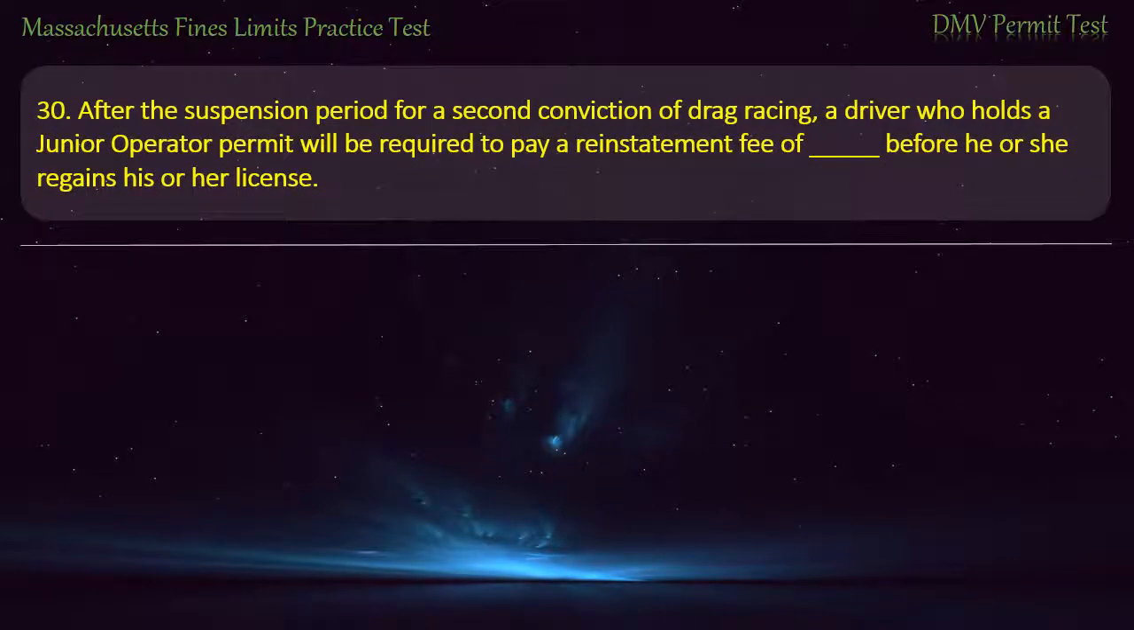Question 30. After the suspension period for a second conviction of drag racing, a driver who holds a junior operator permit will be required to pay a reinstatement fee of before he or she regains his or her license. $250, $1,000, $500, $750. Answer: $1,000.